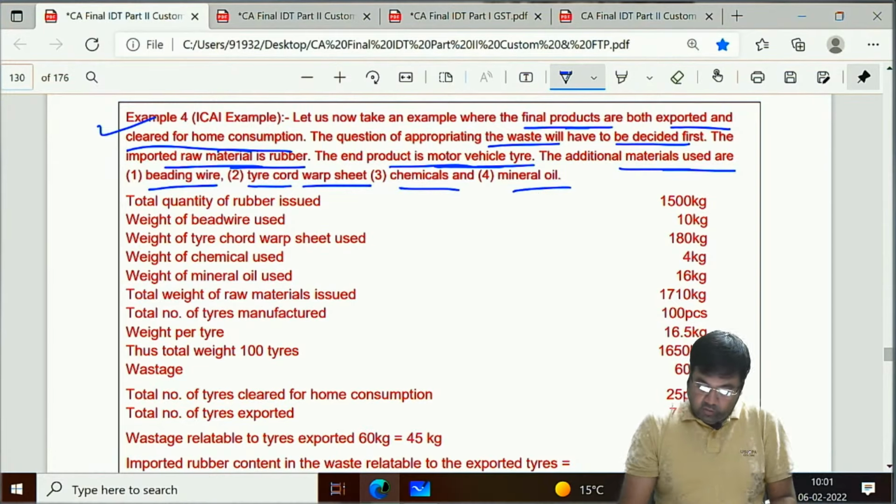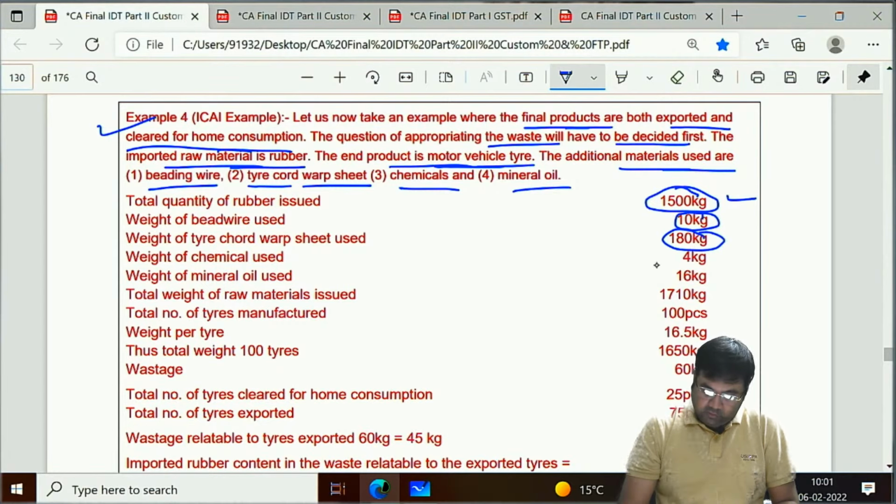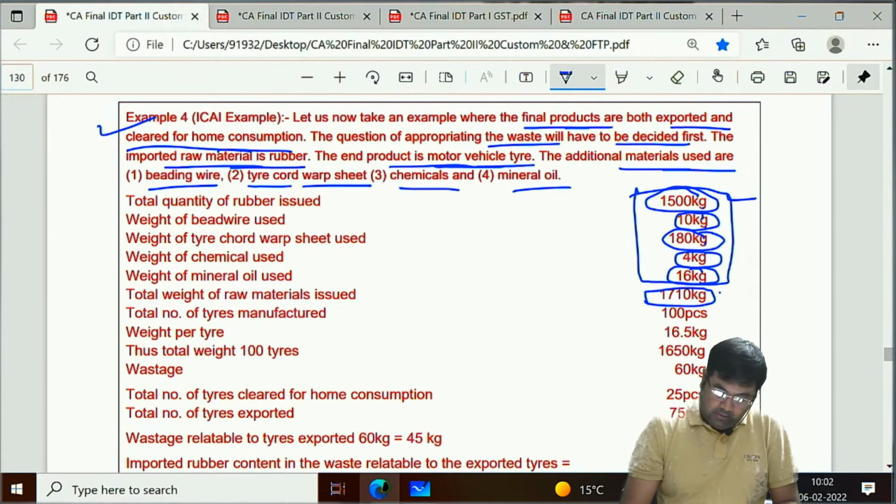Total quantity of rubber issued 1500 kg. Okay, so this is the raw material. Weight of bead wire used 10 kg. Weight of tire cord warp sheet used 180 kg. Weight of chemical used 4 kg. Weight of mineral oil used 16 kg. So basically total raw material issued: 1500, 10, 190, 1690 and 20, 1710 kg. Okay, that is the total of this.